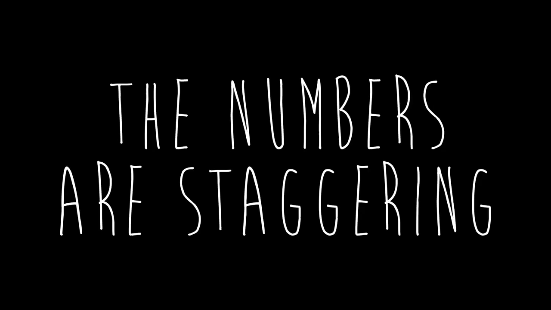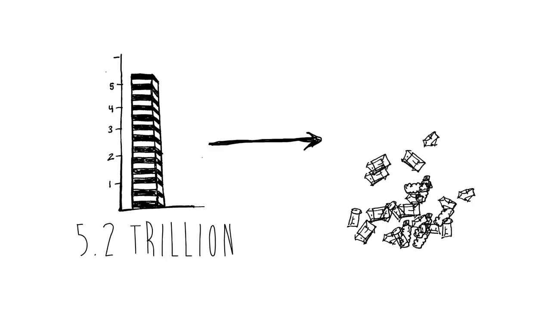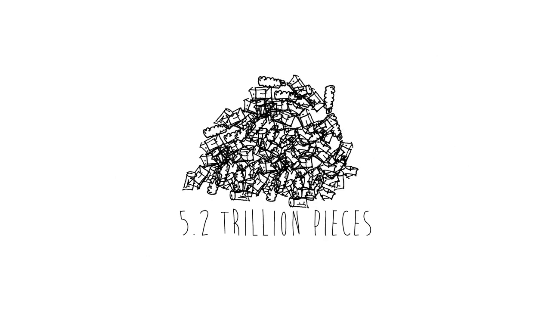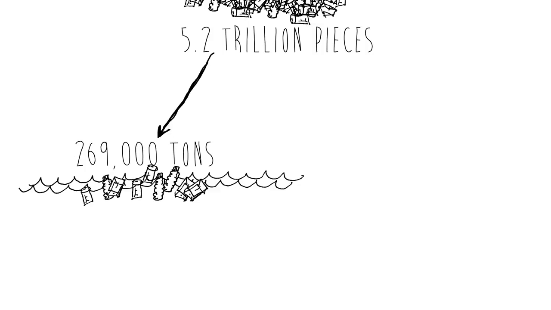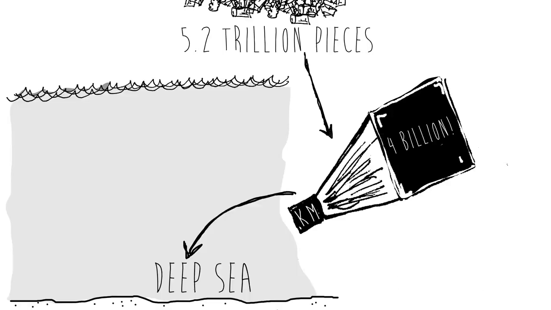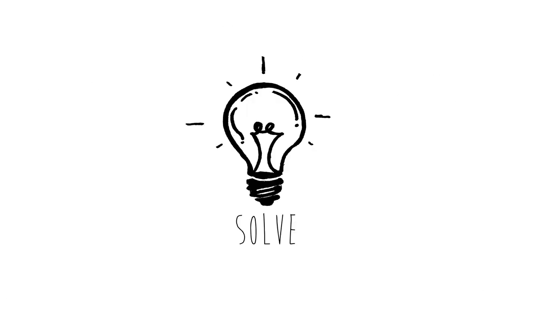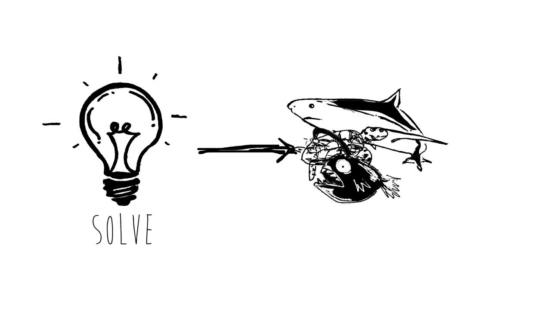The numbers are staggering. There are 5.2 trillion pieces of plastic debris in the ocean. Of that mass, 269,000 tons float on the surface, while some 4 billion plastic microfibers per square kilometer litter the deep sea. How can we begin to solve this problem without harming the marine life in the process?